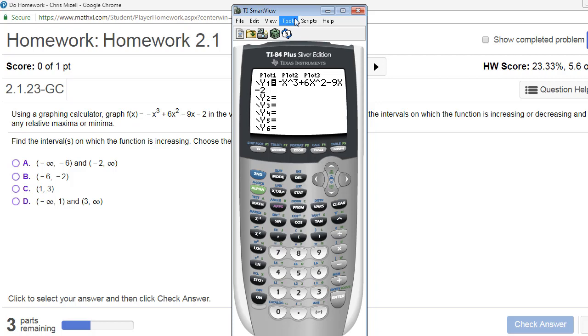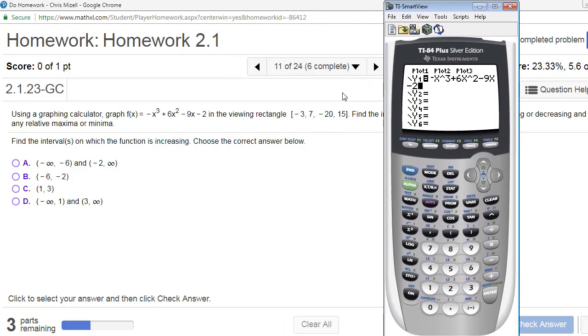And is that the window that it's giving us? The viewing rectangle, negative 3 to 7, negative 20 to 15. Ordinarily, we kind of have to figure this out on our own, but MyMathLab is going to go ahead and tell us. I might as well take advantage of that. Negative 3 for the x-min, 7 for the x-max. I'm going to leave the x scale at 1 because that would give us about 10 tick marks between negative 3 and 7. Negative 20 for the y-min, and 15 for the y-max. And I think that's just asking for a y scale of 5.